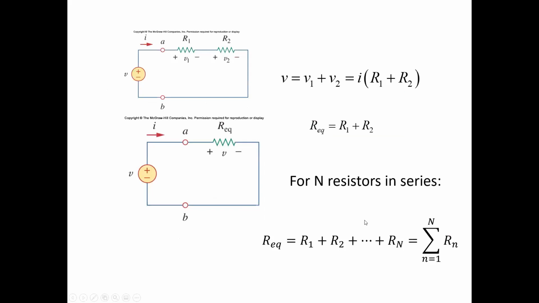So if you have a number of resistors connected in series, you can simplify the circuit to be represented by a single resistor R equivalent, where the value of R equivalent is the summation of all resistors that are connected in series.